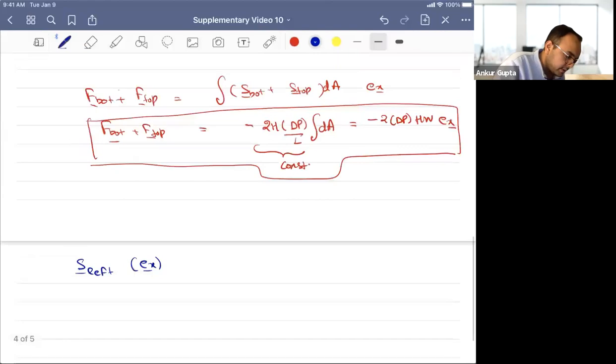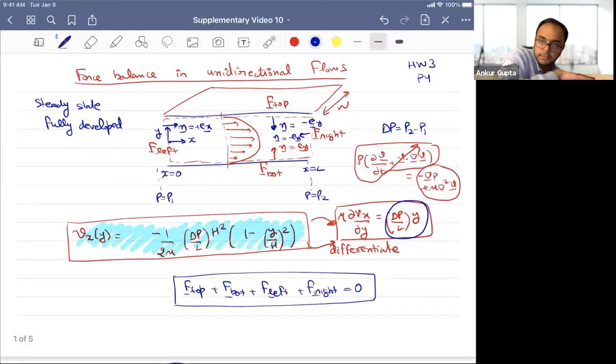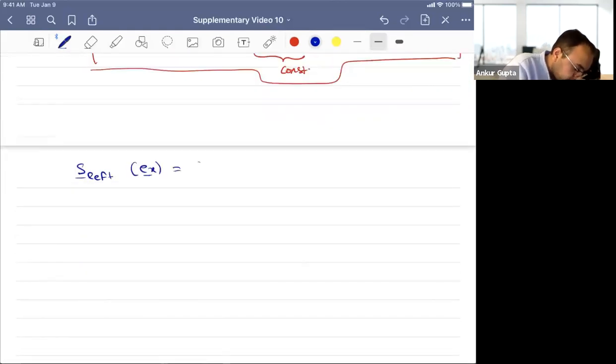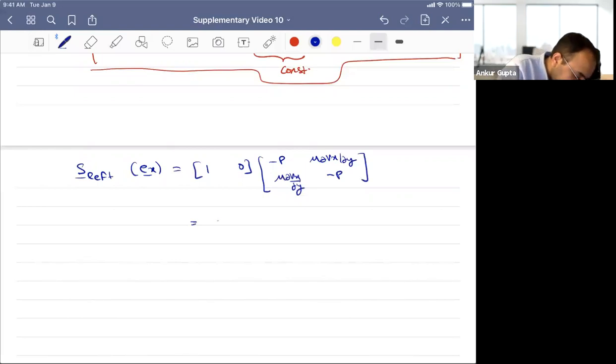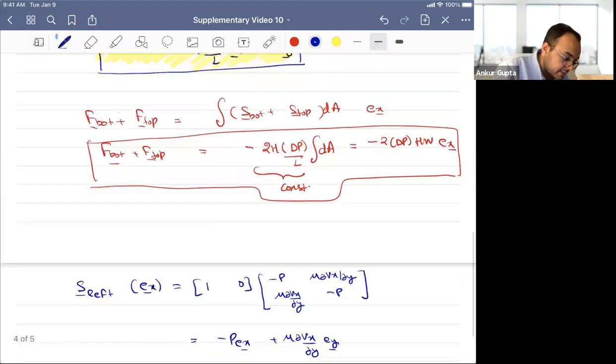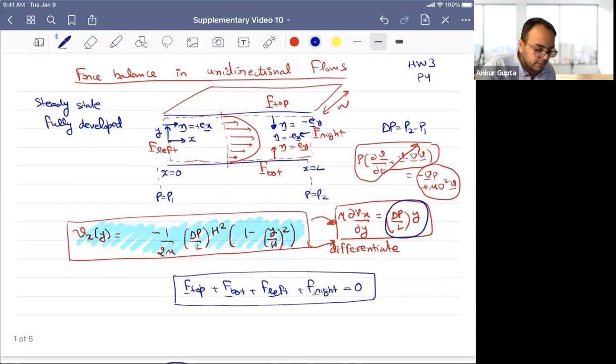Just to clarify again, S left is plus Ex, so the normal is within the fluid, so plus Ex, or this becomes 1, 0, and again minus P, mu del Vx by del Y, and then minus P, and what essentially you will get out is minus Pex plus mu del Vx by del Y, Ey. And now note that I know that mu del Vx by del Y is actually a function of Y, right?